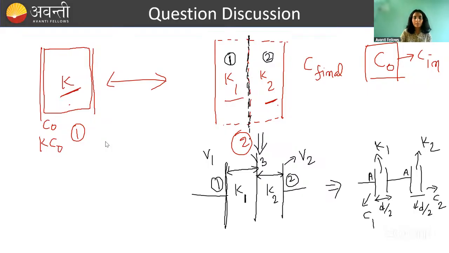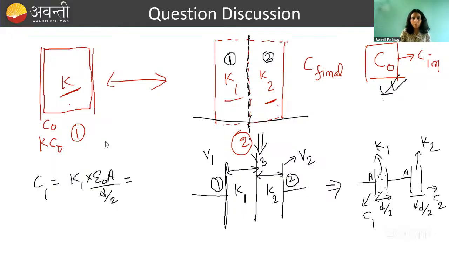Yes, Lakshmi. They're in series. So first write the value of C1. That will become K1 into epsilon naught A by d by 2. Will it be true? Because if C1 has no dielectric, then its capacitance will be epsilon naught A by d by 2. But it has a dielectric, so K1 into this. Epsilon naught A by d is equal to what? C naught, because the initial capacitance of this capacitor without dielectric was given as C naught. So C naught was equal to epsilon naught A by d.